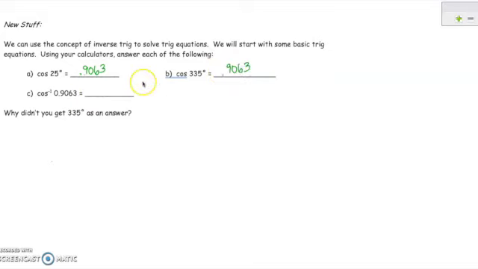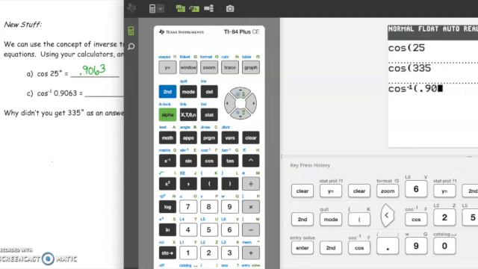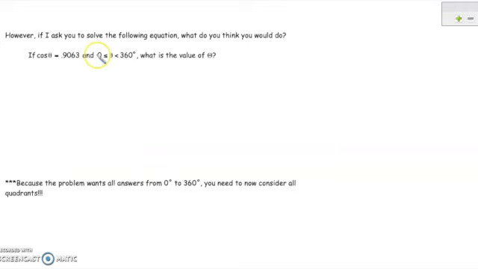But now if I do inverse cosine of 0.9063, it's only going to give me 25 degrees. So now the question is, why didn't I get 335 as an answer? Well, inverse cosine is only defined from here to here. So it can't give you 335 because 335 would be down there. So the calculator will only give you, for inverse sine and inverse cosine, an answer in the quadrants that it's defined in.